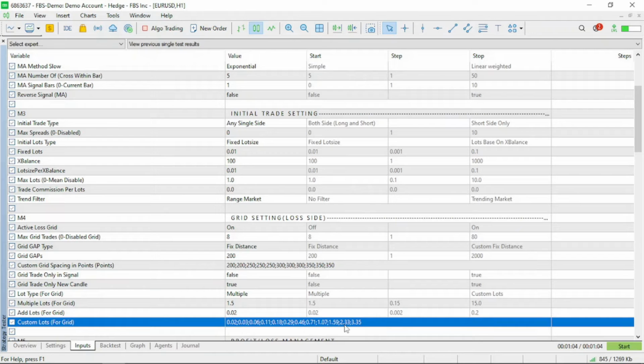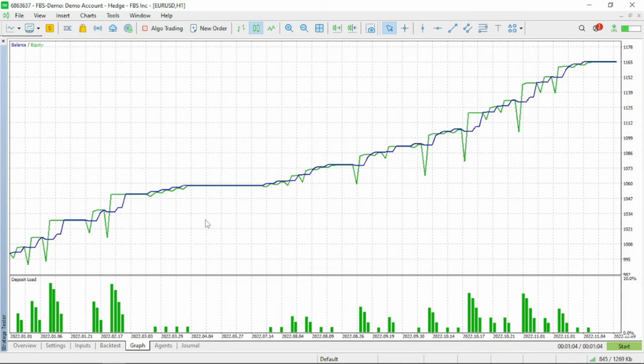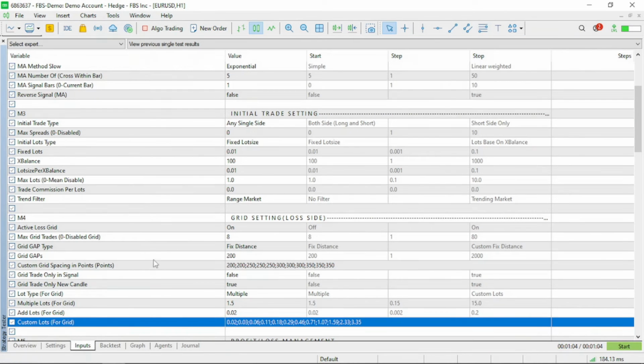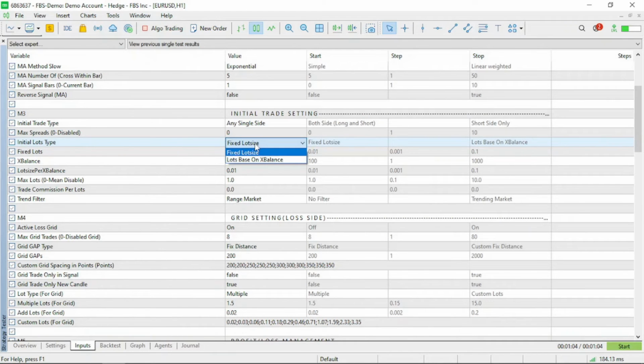You can then enter your own lot size that the next grid will be placed at. What I have seen is the multiple for me at the moment has been doing relatively well. However, it does cause a big deposit load when using the X time balance. For the 0.01 lot size, we see a $164.80 return with an equity drawdown of $31.04. The profit factor is really impressive at 14.57. Next, let's take a look at our lots based on X balance.